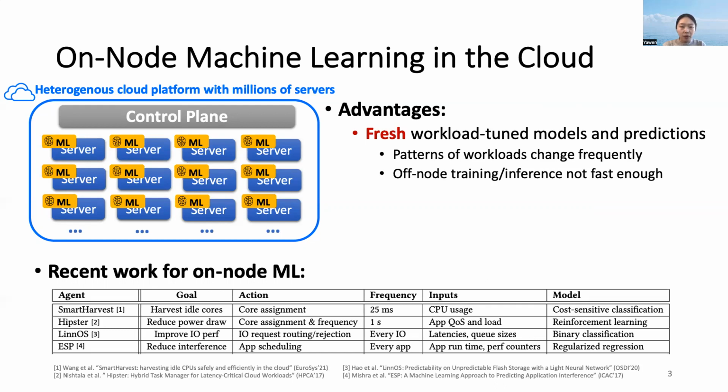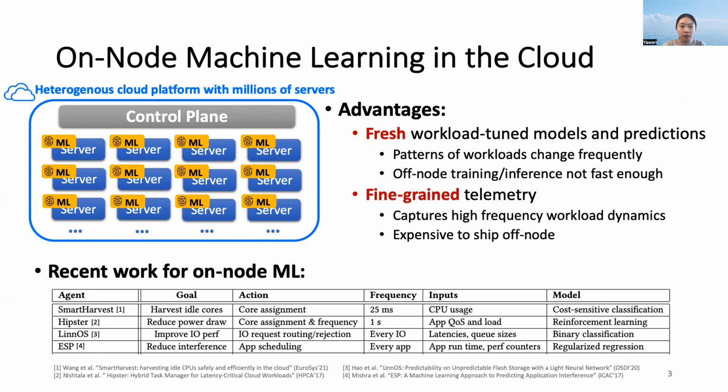With on-node ML, we can get fresh workload-tuned models and predictions that can quickly reflect changes in workload patterns, whereas off-node training or inference would not be fast enough to capture these changes. Furthermore, on-node ML allows the model to access fine-grained data telemetry to learn high-frequency workload dynamics. This data would otherwise be too expensive to ship off the node.